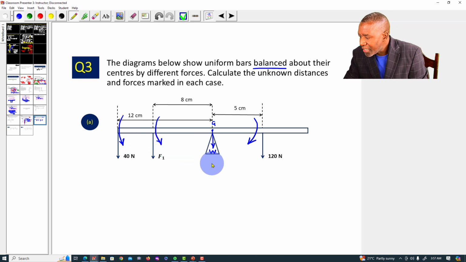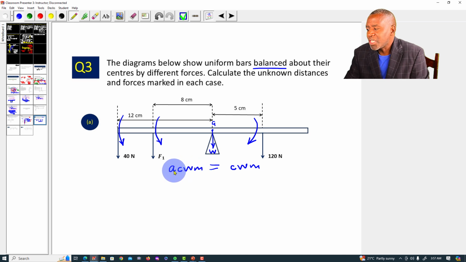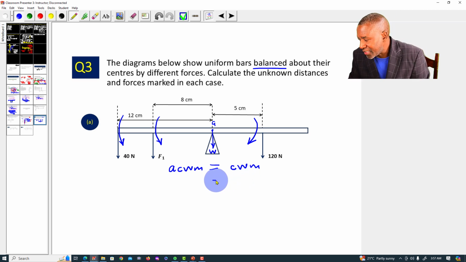So I'm going to put an equal sign here, and then I'm going to say the sum of the anti-clockwise moments equals the sum of the clockwise moments, although there is just one clockwise moment. So let's again put the equal sign here, and then we start with this one. The force will be 40 newtons times how far it is from here all the way to this point, which is 12 centimeters.